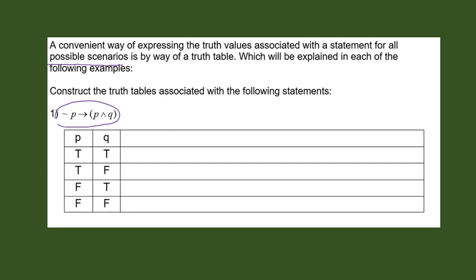Well, if I work left to right, I have the negation of P here, right? So I need to know what the negation of P is. Well, when P is true, this is false. When P is false, this is true. Now I know when not P is true or false, right?